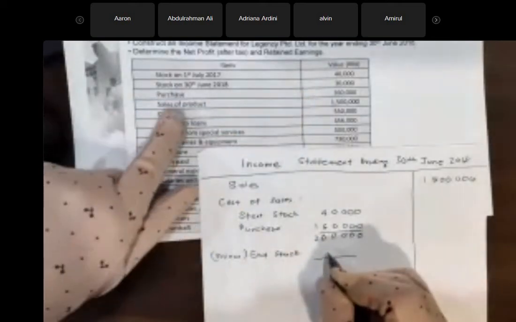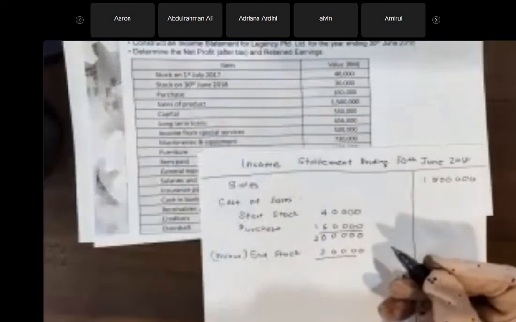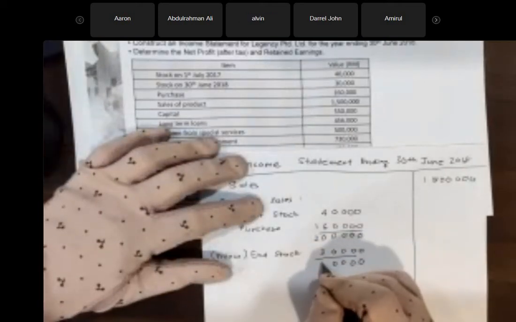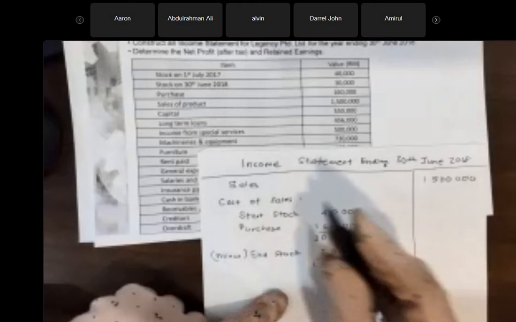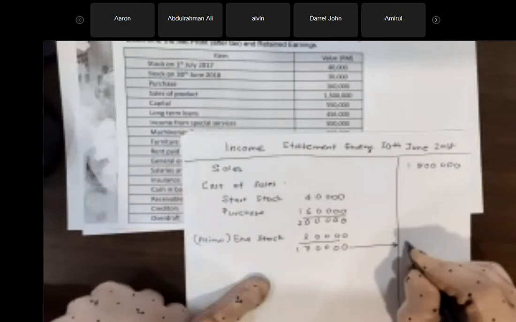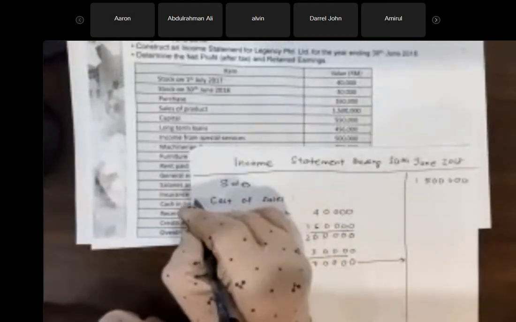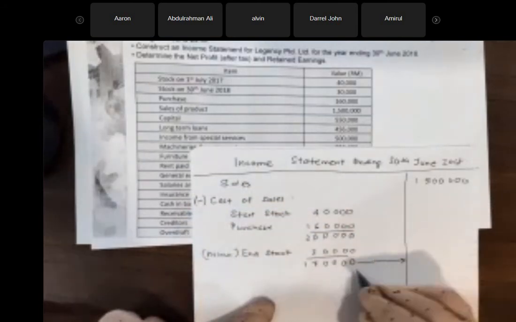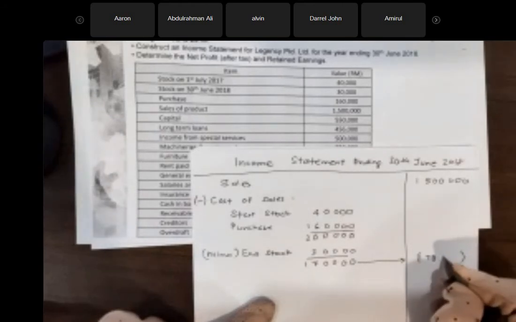Okay, end stock is 30,000. So you will get, okay, so this one is cost of sale. So you just bring to the right side. Ingat yang ni okay, sales, and then here you have to minus the cost of sales. So that means here what you get, you should put in the bracket, 170,000.